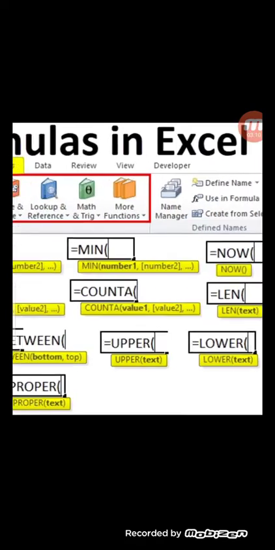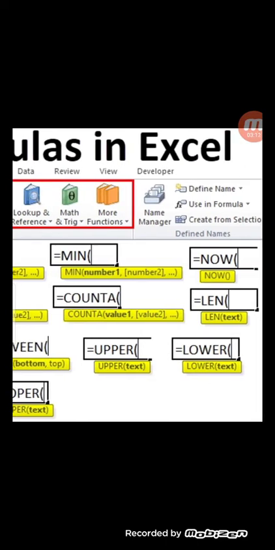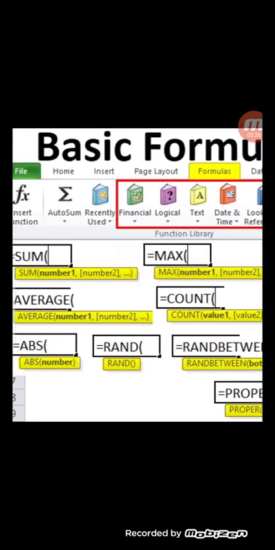Next is NOW. Now is one type of formula. It is used to check the current date: what is today's date? It will show it. So this is the NOW formula.